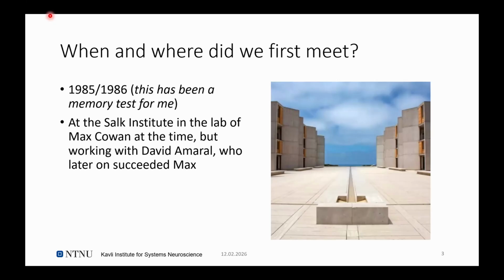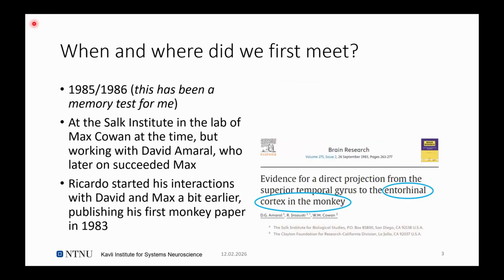Here you see this image of the Salk Institute, which to me still looks like a temple of science. It's a very amazing building on the coast of the Pacific. Ricardo started, I think, a couple of years before I first started to work with David. They published their first paper on the monkey entorhinal cortex input, as you see in the title, in '83. That was the first move from Ricardo from doing his thesis work on the trigeminal nerve and moving into the hippocampal system and the memory system.